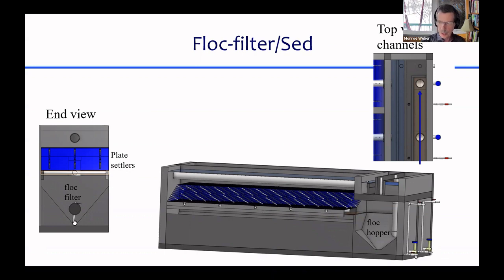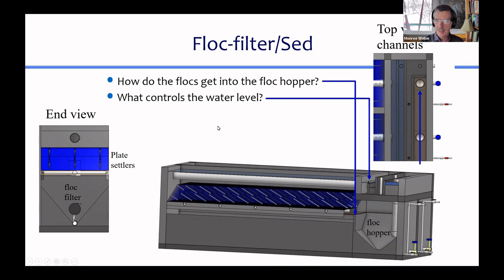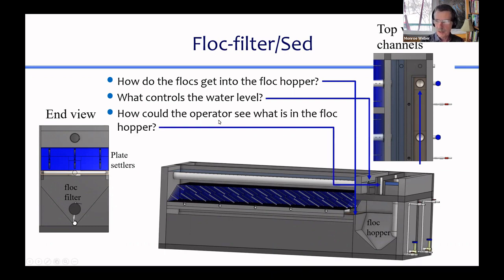You might also wonder, what are these small valves draining? Those are draining the sludge out of the flock hopper. Any questions? That weir that I'm pointing to is how flocks get from the main part of the flock filter sed system into the flock hopper. They flow across that flock hopper, and I'll show a movie of that. And that's what controls the water level of the sed tank. That's that weir that I talked about earlier.